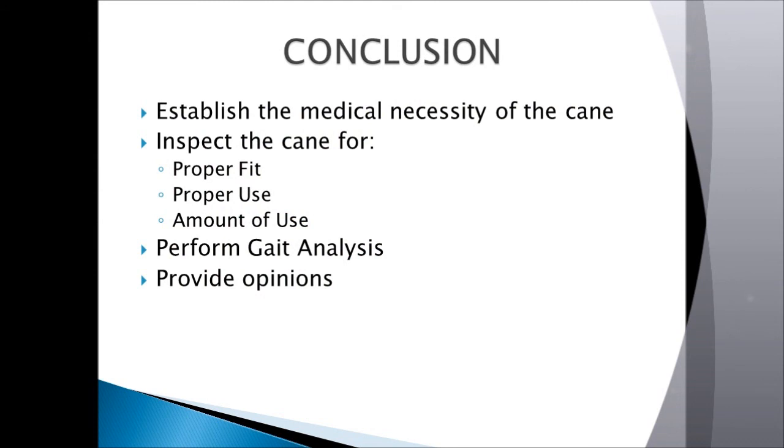And so in conclusion, a couple of major steps to focus on when you are with your examinee, and that is number 1, to establish the medical necessity of the cane. Number 2, inspect the cane for proper fit, proper use, and then the amount of use. Perform a gait analysis, and then take all that information, put it together, come up with your best conclusion as to the role of the gait in the overall permanent impairment, if any, and support your opinions and conclusions in a way that qualifies as substantial medical evidence.